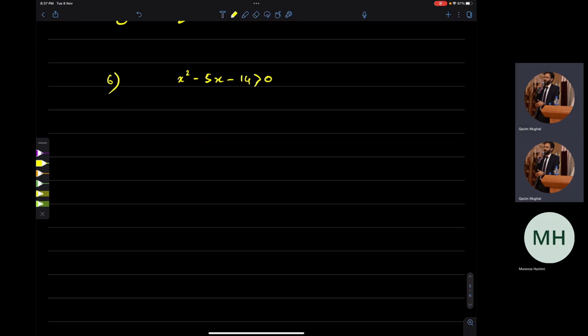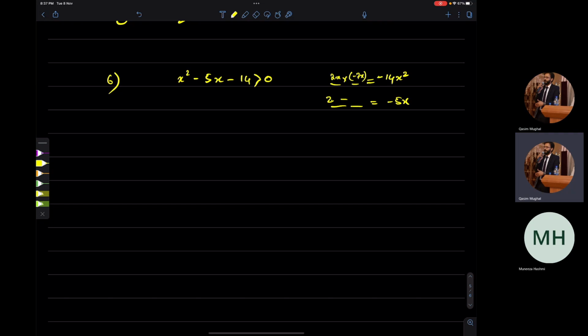Okay. So we need to solve this quadratic inequality. So let's see if we can actually factorize it. I need two numbers that, when multiplied, give minus 14x squared, and the difference of the two numbers should be negative 5x. 7 and 2. So 2x times minus 7x. Okay? Yes. All right, so x squared plus 2x minus 7x minus 14 is greater than 0.